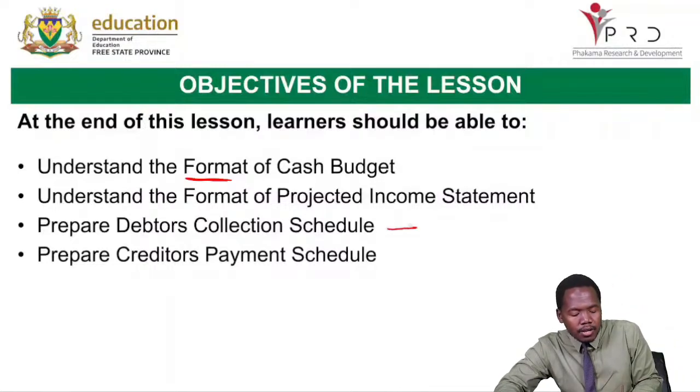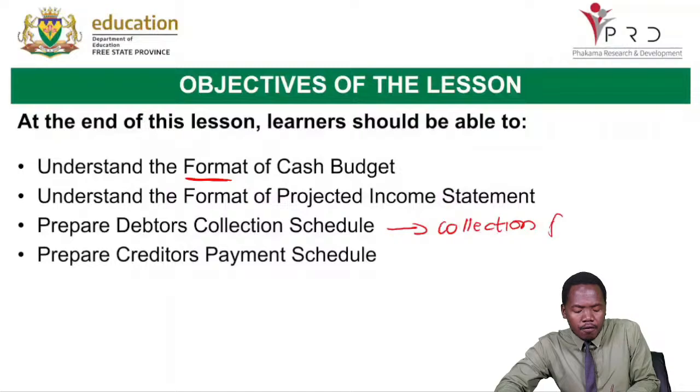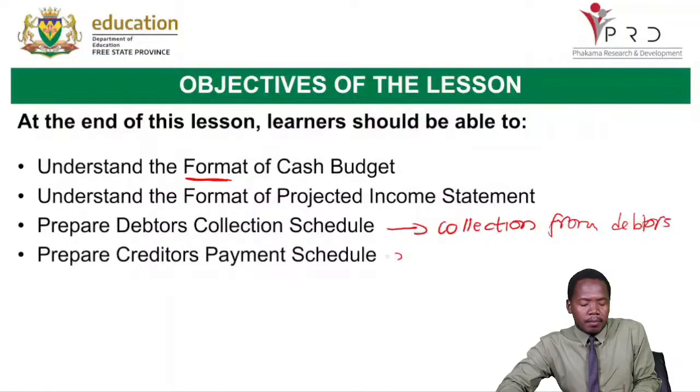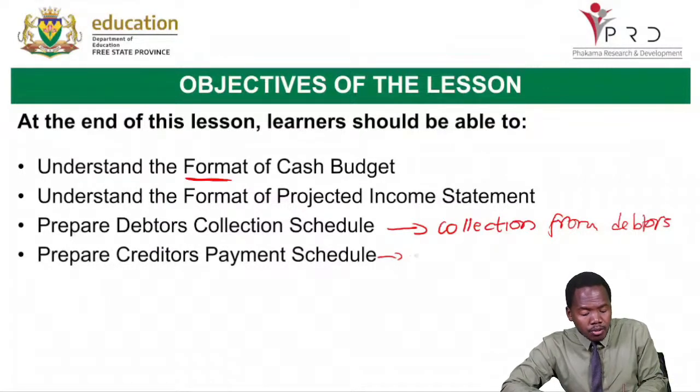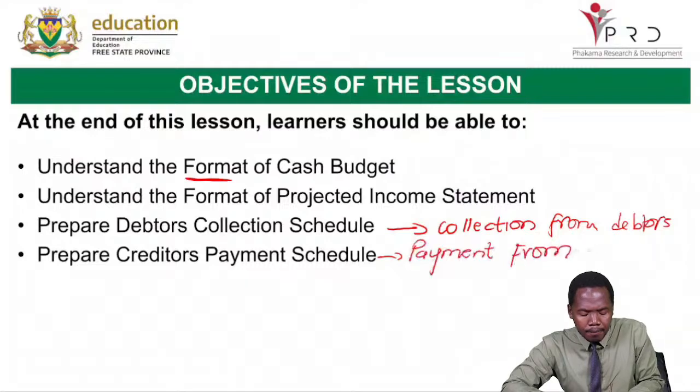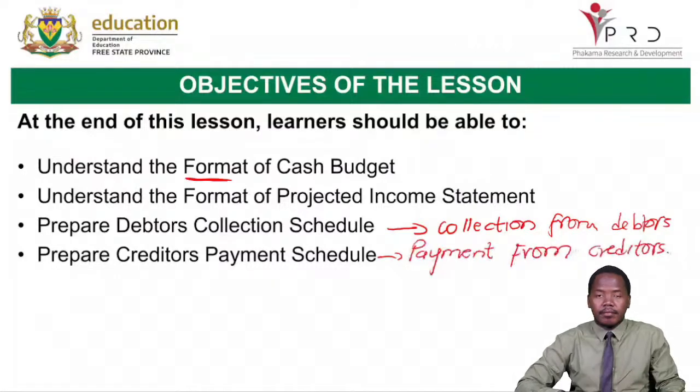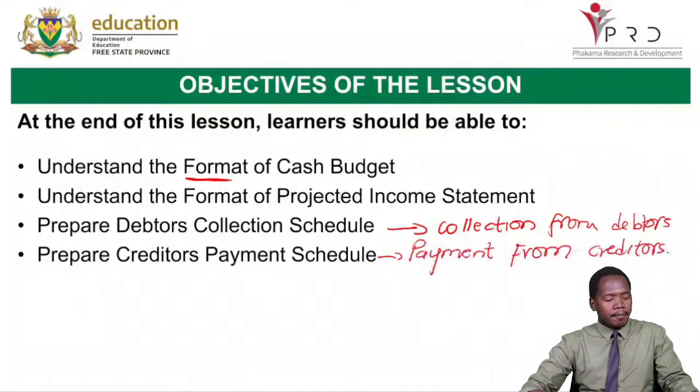Remember, from the debtors collection schedule, we get what out of it? We get the collection from the debtors, meaning we'll be getting a total there. And then from the creditors payment schedule, we get our total, we call it what? The payment to creditors. Okay, this is what we have now.